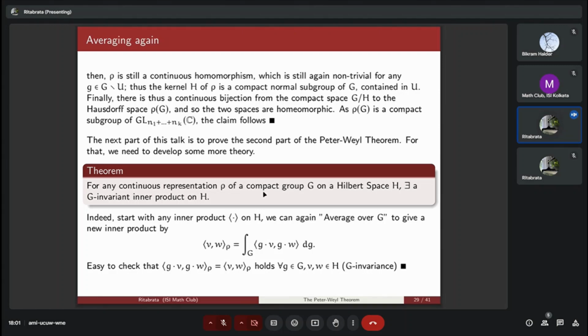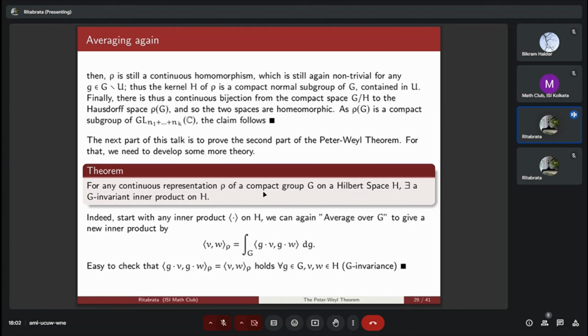So here is the thing. This is why I said that any continuous representation can be thought of as a unitary representation for compact groups. Here is a statement. For any continuous representation rho of a compact group, we can construct a G-invariant inner product on H.